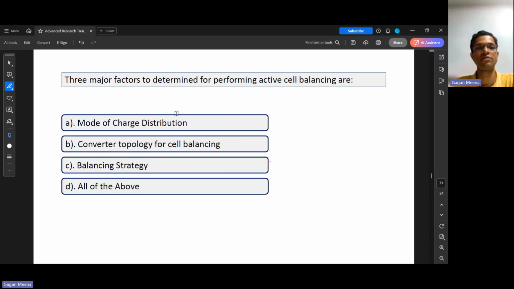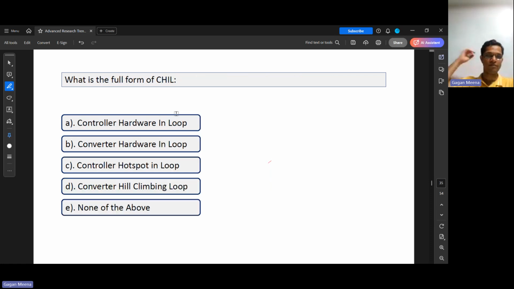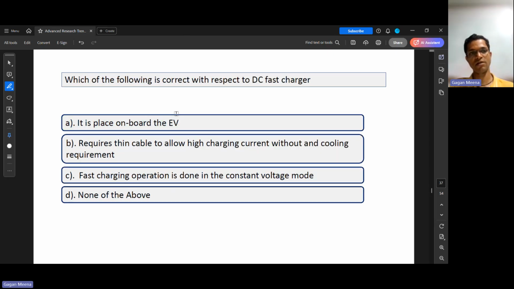The major factors to determine for performing active cell balancing are balancing strategy, converter topology for cell balancing, and mode of charge distribution. All of these. What is the full form of CHIL controller? Controller hardware in loop, converter hardware in loop, controller hotspot in loop, converter hill clamping loop. So controller hardware in loop is the correct option.